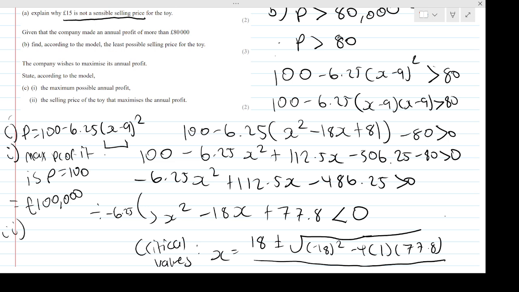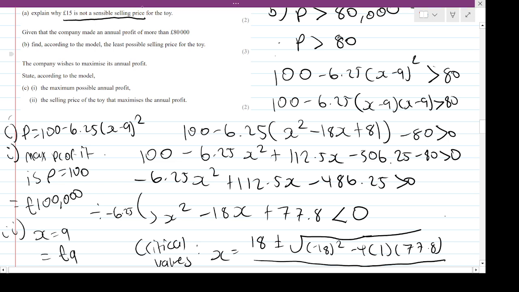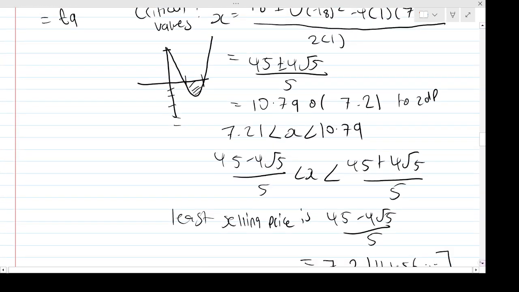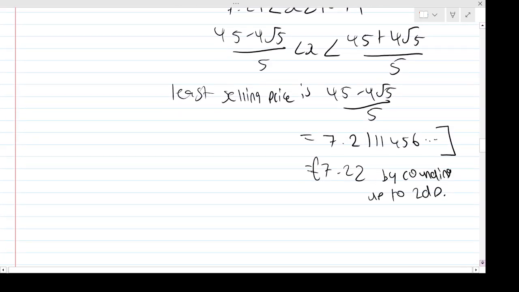And then the selling price that maximizes it. Well, at what x value does that occur? Again, if the bracket equals 0, x has to equal 9. So x is 9, which equals £9 because the selling price is in pounds. And there we are. That's our question then. Cool. Let's have a look at the next question.